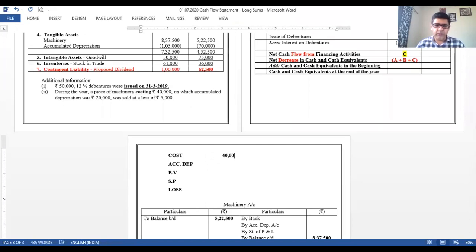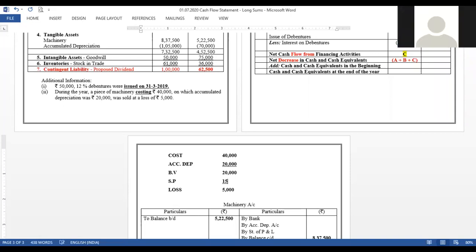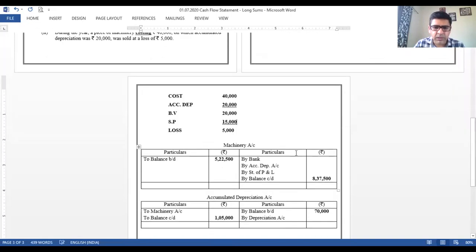Let us put the values over here. Cost price is 40. Accumulated depreciation is 20. So the difference is 20,000. It has been sold at a loss of rupees 5,000. So what is the selling price over here? Okay, so that will be 15,000. 40 is cost price, 20 is accumulated depreciation, book value is 20, sold at a loss of 5,000. So the difference is 15,000. That's the selling price.